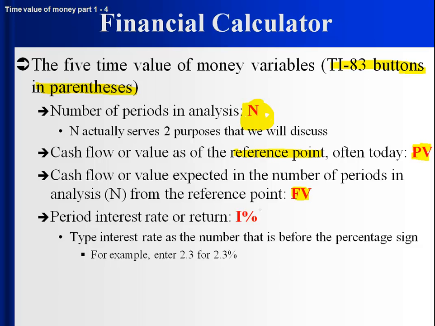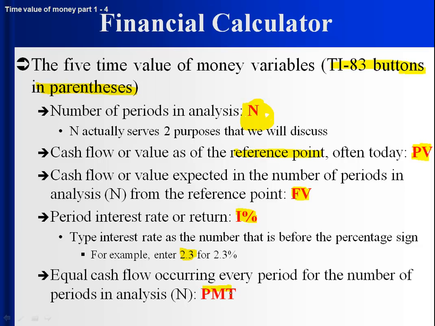The period interest rate or return is I%. And one of the important things is that the calculator, when you tell it I%, it knows it's a rate or a return. So if it was 2.3%, you wouldn't enter it in as 0.023. You would enter it in as 2.3. The calculator knows if you're saying it's I%, that the number you're giving, just put a percentage sign afterwards, and boom, you've got it.